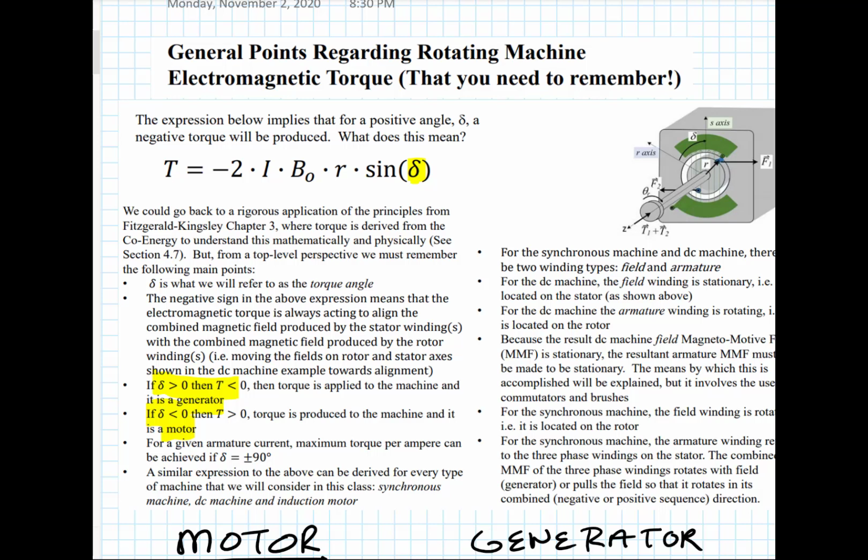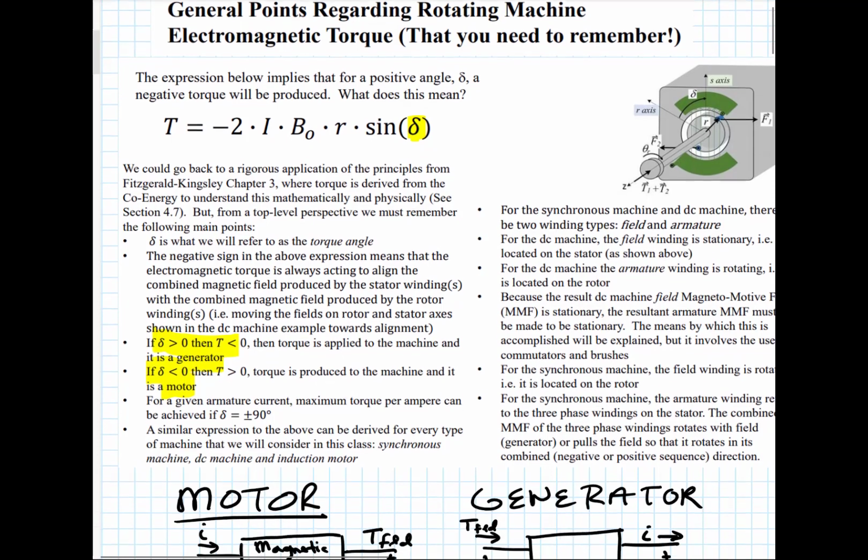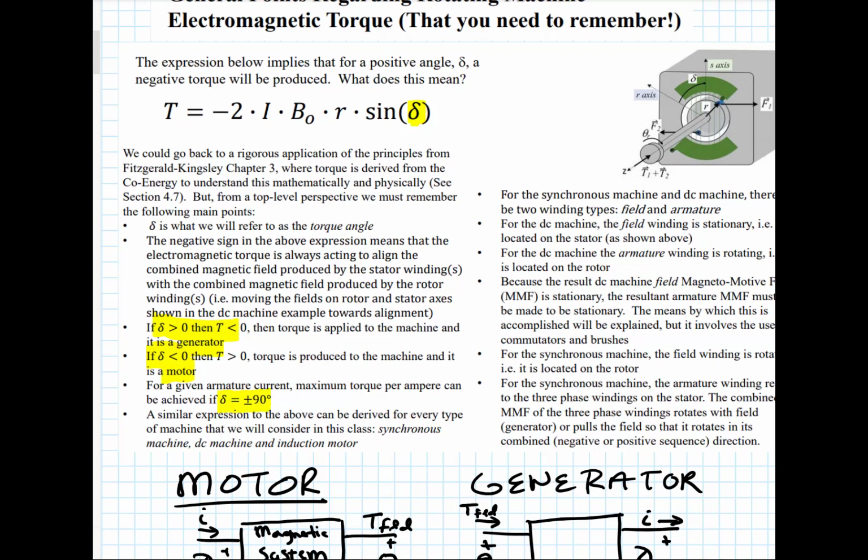Okay. So right now there's a bunch of points here, and this point I want to make very clear to everybody. The second point is that if delta is plus or minus 90, then for the amount of current that you're putting into the machine or getting out of the machine, you get the most amount of torque. So you want as much torque for as minimal an amount of current as possible. That's what's called maximum torque per ampere. Because it's a sine relationship, delta equals 90 gives us that.